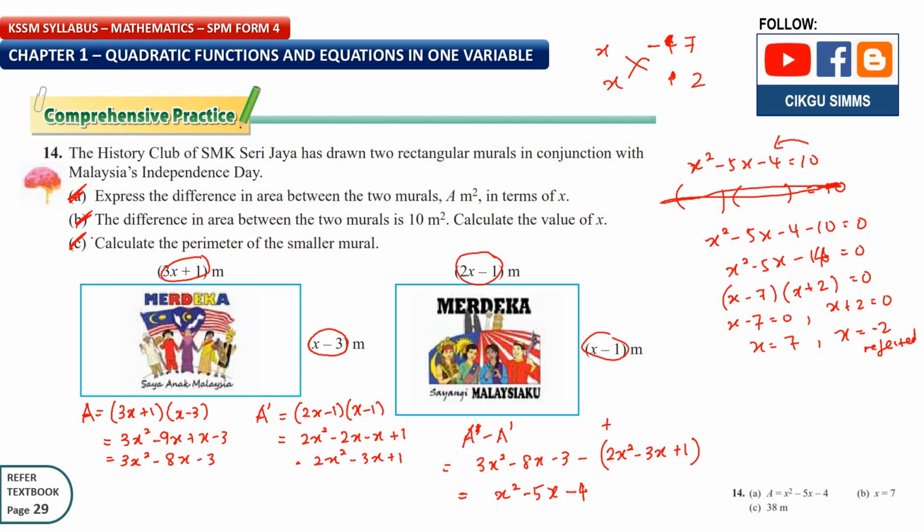Calculate the perimeter of the smaller mural. Okay, so which one is smaller? You can calculate for both of them. You substitute the value of 7. You find the perimeter, which is this one plus this one plus this one and then plus this one, and then you substitute the value of 7, and this one also the same. Then you calculate the value of the perimeter. Okay, the answer should be 38.